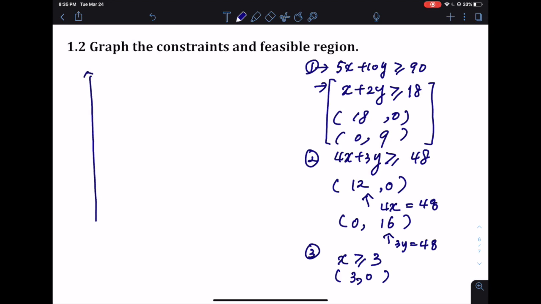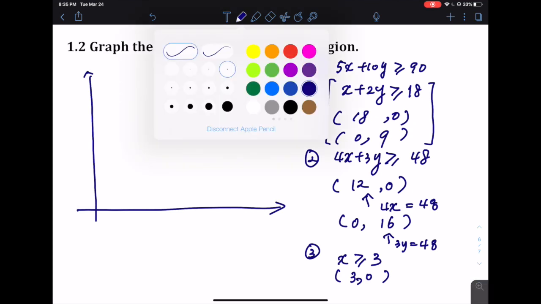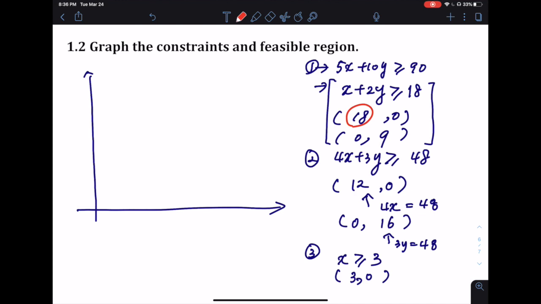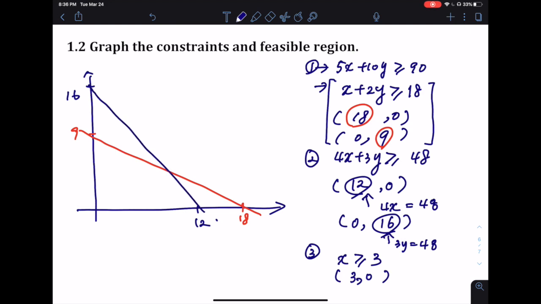So here is the graph, and based on the first constraint, let me use a different color here. 18 is given here, and (0, 9) is given here. And let's draw the line for the first constraint. Now, for the second one, here 12 is given, and here 16 is given. And we can draw this line. This is the second constraint.